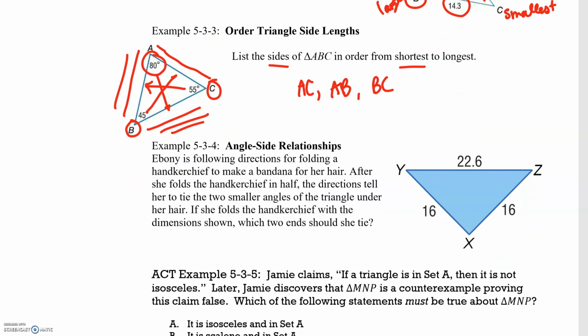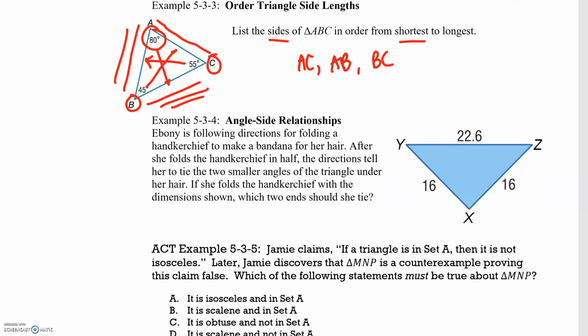All right, so Ebony is following directions for folding a handkerchief to make a bandana for her hair. After she folds the handkerchief in half, the directions tell her to tie the two smaller angles of the triangle under her hair. If she folds the handkerchief with the dimensions shown, which two ends would she tie? Well, the smaller angles are going to be across from these sides here. So that would be angle Y and angle Z.